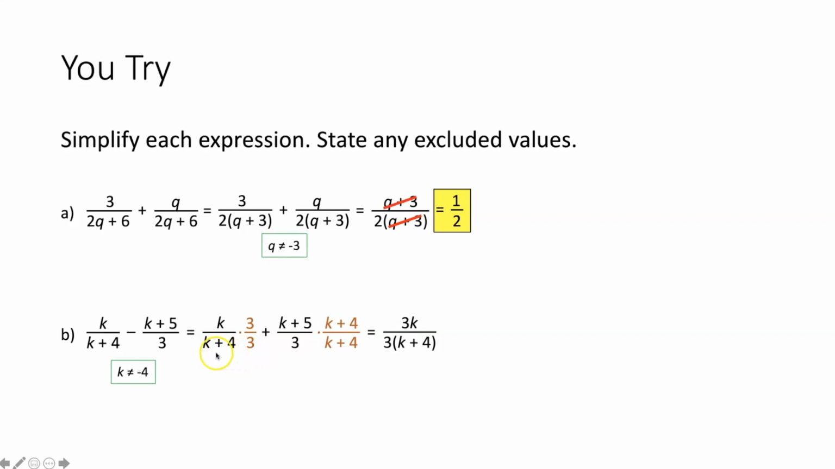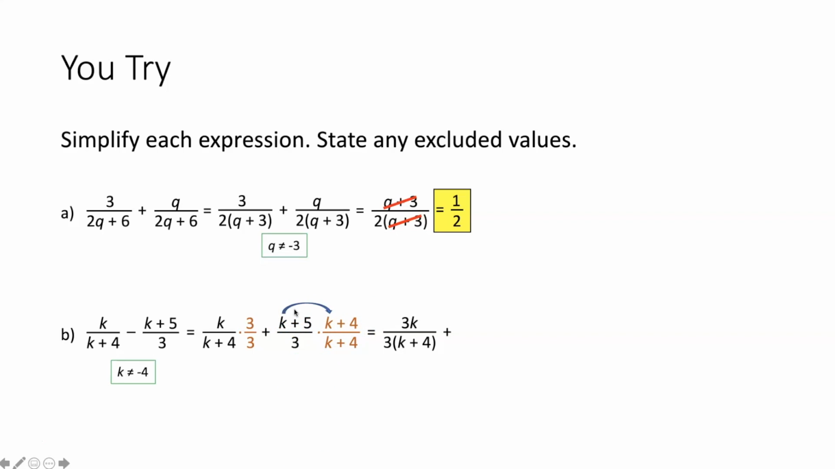Remember, do not distribute in our denominator or FOIL in our denominator. We need to check at the end to see if something will cancel out. Then I'm going to write plus, and then up here, I have k plus 5 times k plus 4. Now, we said we can't distribute or FOIL in our denominator, but we can in our numerator. So we need to FOIL this up here.